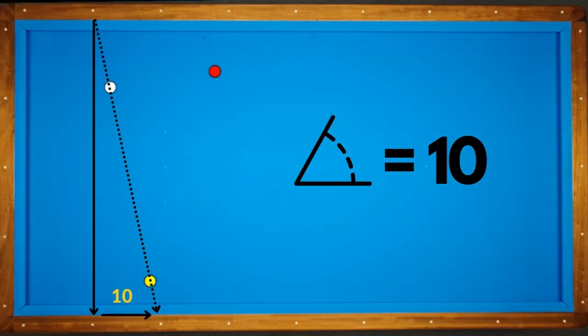If we have an angle between cue and object ball, we have to look at the projection of the balls at the long cushion. Each diamond is counted as 10 points.